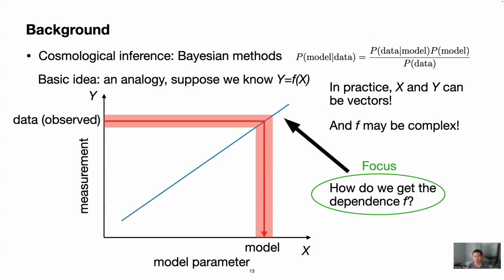However, in practice, x and y can be vectors or functions. For example, in our case, y is the matter power spectrum, and the dependence f may be very complex. How do we get the dependence? This is just the focus of this work.